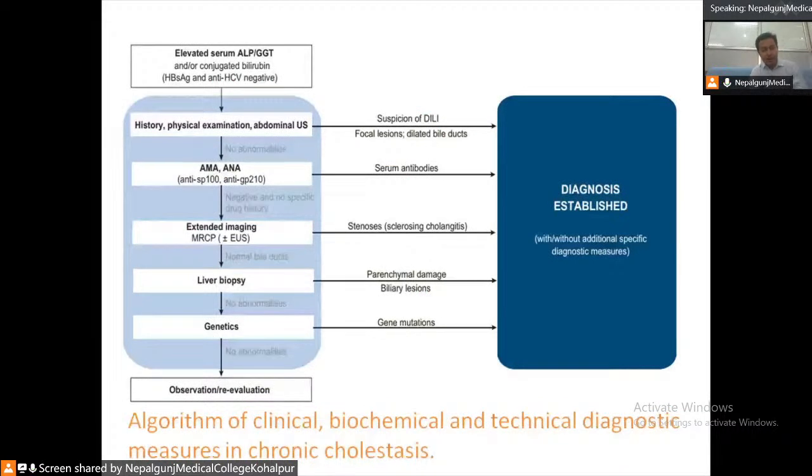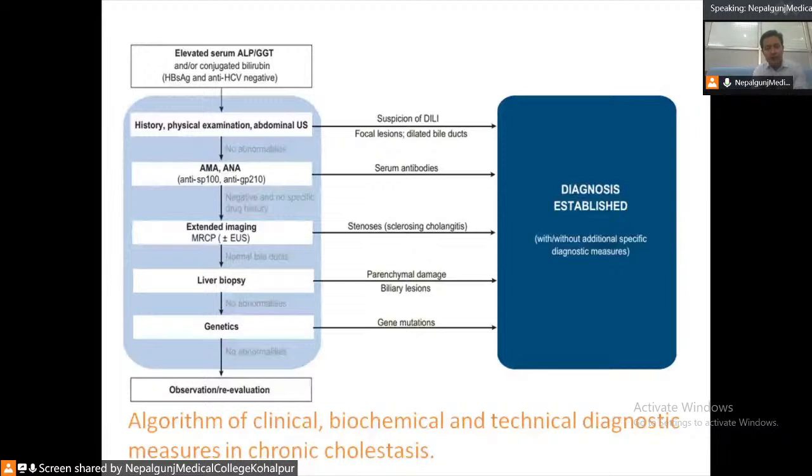So when the patient comes with these symptoms, the first investigation you want to do is alkaline phosphatase and GGT. Alkaline phosphatase is a group of enzymes, always increased when there is biliary obstruction or biliary injury. So raised alkaline phosphatase and GGT indicate obstructive or cholestatic jaundice. In cholestasis you always get raised bilirubin, conjugated bilirubin. When you get this picture, you have to rule out viral serology, hepatitis B and C, and take the history, physical examination, and ultrasound.